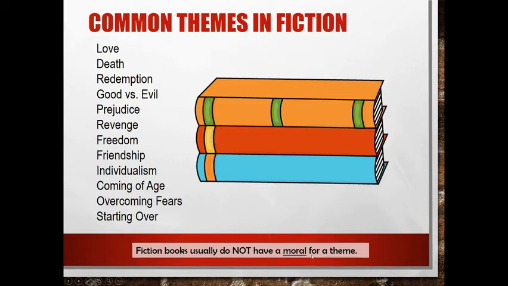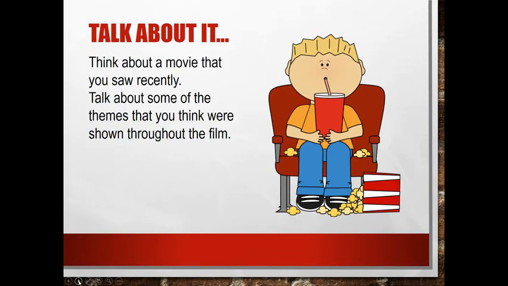Fiction books do not have a moral for a theme, meaning the way it's stated at the end of a fable. With a fiction book, it's not going to be stated. You must use text clues to make an inference.